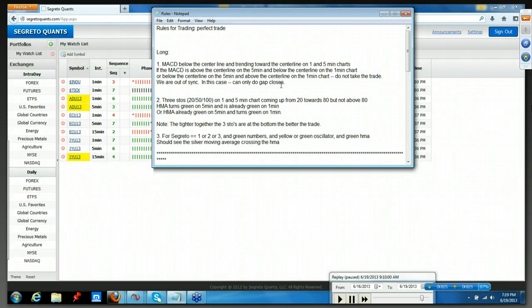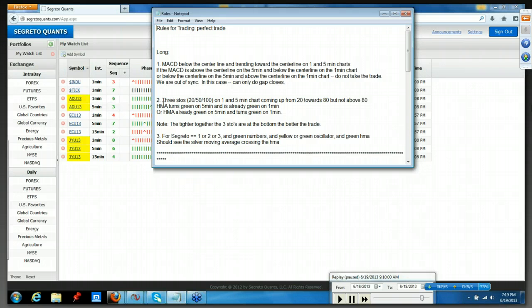She says in this case, only do gap closes. I will not be showing gap closes tonight. I'm only going to show you the perfect trade. And then in your other panel, the other thing that you're looking at are the 3 stochastics, which measure overbought and oversold in the market. It's going to be really obvious when I show you. You're looking at the 3 stochastics on the 1 and the 5 minute to be coming up from the 20 line and towards the 80, but not above the 80.